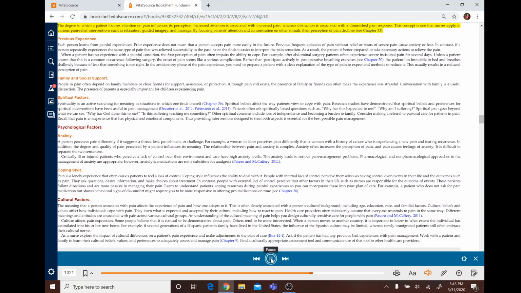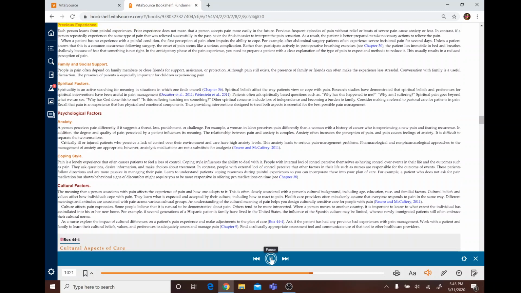Social factors. Attention. The degree to which a patient focuses attention on pain influences its perception. Increased attention is associated with increased pain, whereas distraction is associated with a diminished pain response. This concept is one that nurses apply in various pain relief interventions such as relaxation, guided imagery, and massage. By focusing patients' attention and concentration on other stimuli, their perception of pain declines. See Chapter 33.